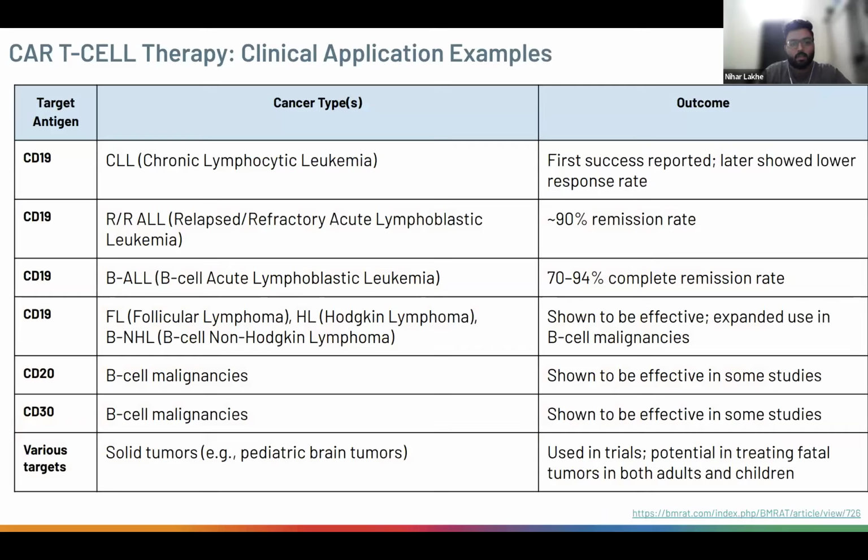We'll also dwell a little into what are the clinical applications of CAR T cell therapy. Through recent studies we have seen that CAR T cell therapy has been successful in treating ALL, B-ALL, which is B cell acute lymphoblastic leukemia, and CLL. This CAR T cell therapy acts by targeting certain antigens such as CD19, CD20, CD22 and CD30, which are often shown by some of the leukemias. Studies have also been going on to see the effect of CAR T cell therapy on solid tumors, especially in pediatric brain tumors.